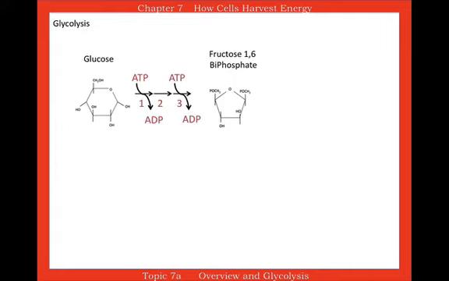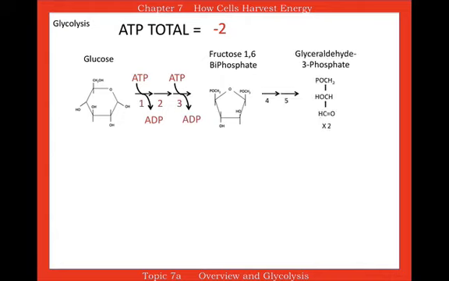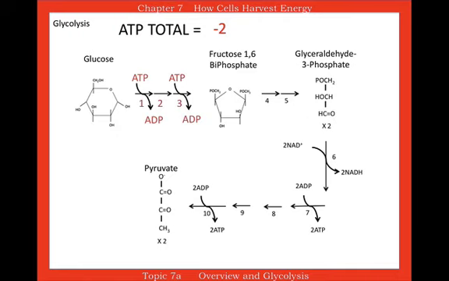Since the goal is to produce more ATPs, we will have to keep a running tally of the number that have been used and produced. So far, 2 ATPs have been used and none have been produced. The next two reactions convert fructose 1,6-bisphosphate to two glyceraldehyde 3-phosphate molecules. These reactions cut a 6-carbon ring into two 3-carbon molecules. The last of the 5 reactions convert the two glyceraldehyde 3-phosphate molecules into two pyruvate molecules.